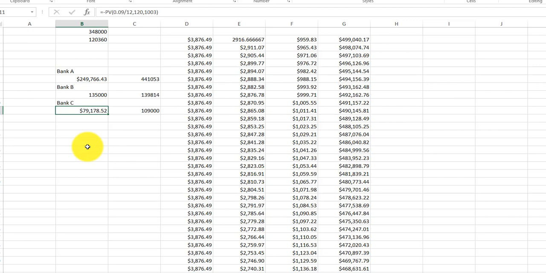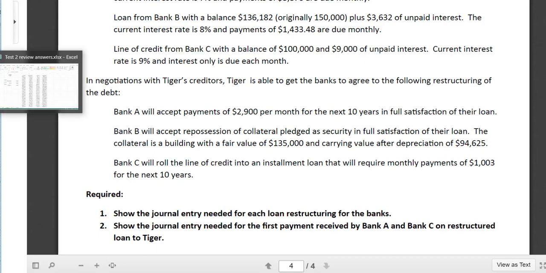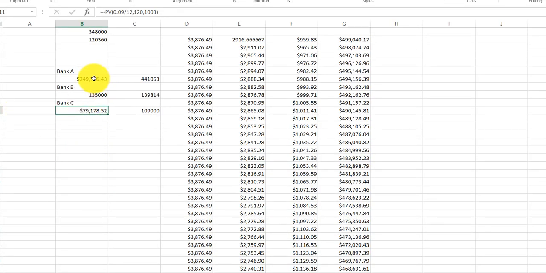Now, once we start receiving payments, what payments are we going to receive? We're going to receive the new payments, $2,900 in cash and $1,003 in cash. When we calculate how that breaks out by interest versus principal, we have to calculate using our new values here and here times the old interest rate, 7% here and 9% here. And then, of course, divide by 12 to get your interest. So you calculate how much is interest and how much is principal.